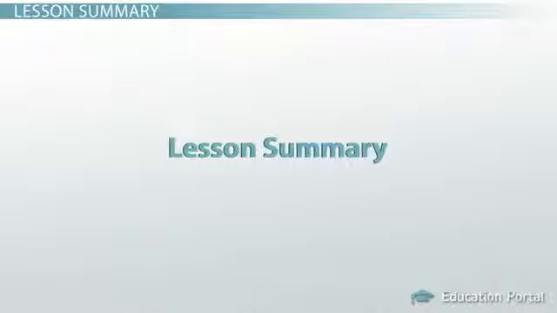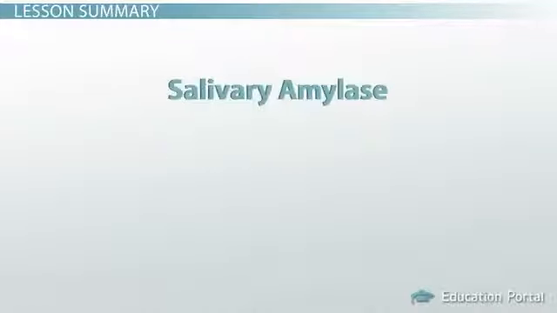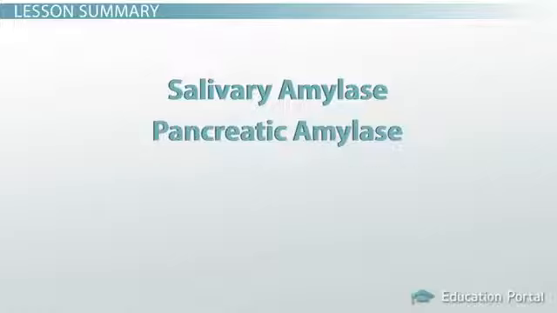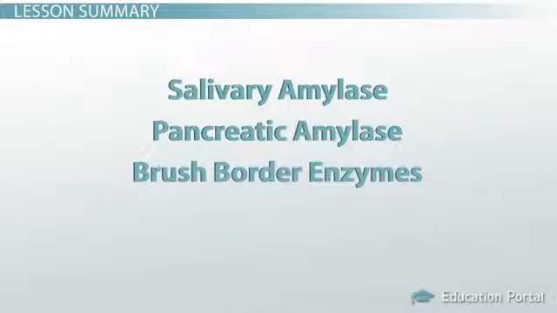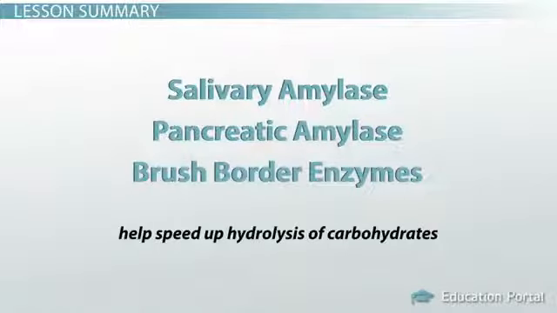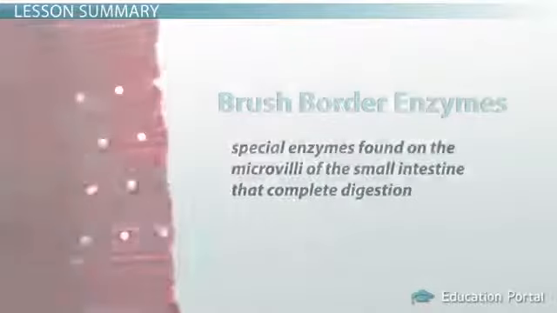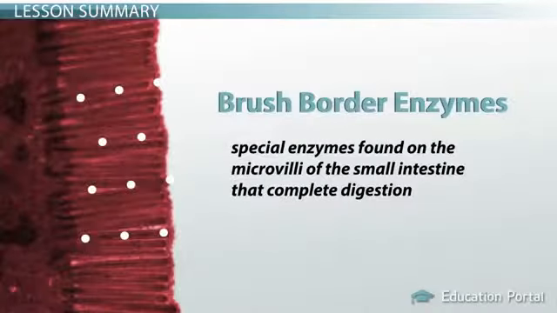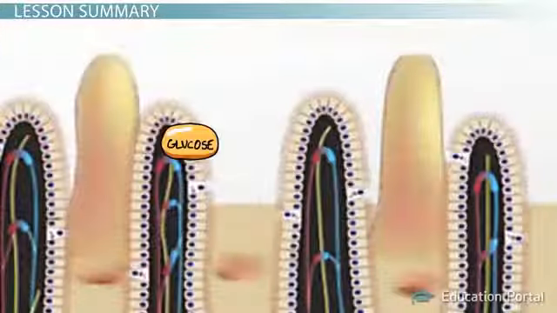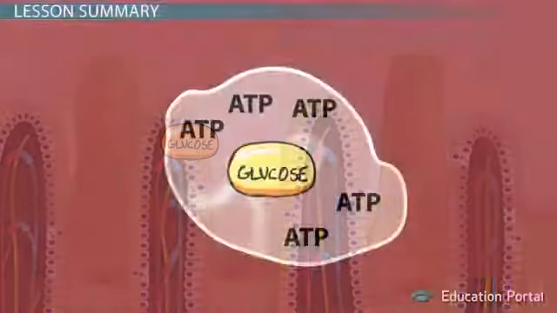Let's review. Enzymes such as salivary amylase, pancreatic amylase, and brush border enzymes catalyze, or speed up, hydrolysis of carbohydrates. The brush border enzymes are special enzymes found on the microvilli of the small intestine. The monosaccharides, such as glucose, pass into the microvilli of the epithelial cells within the small intestine. From there they enter the blood capillaries and, after a quick detour to the liver, travel to your body cells.